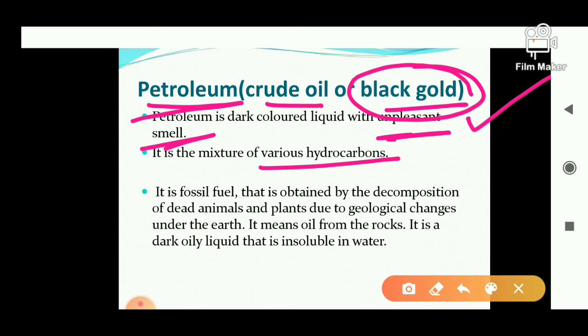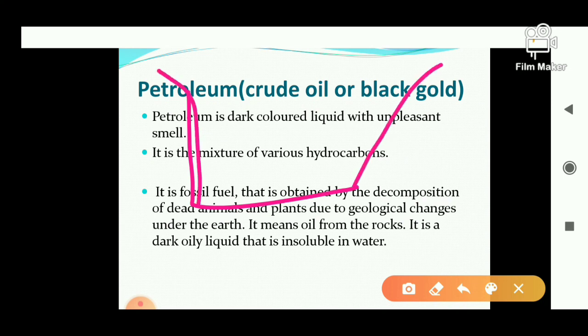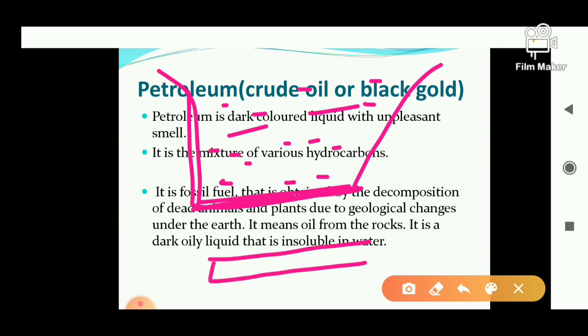It is a fossil fuel, and it is obtained by the decomposition of dead animals and plants due to the geological changes under the earth. Now, if we are talking about petroleum, then petroleum is found under the sea. It means suppose this is a sea. ठीक है, ये एक छोटा सा मैंने बाउल टाइप का बना दिया है. Suppose this is the sea and this is the sea floor. Under the sea floor, petroleum is found.